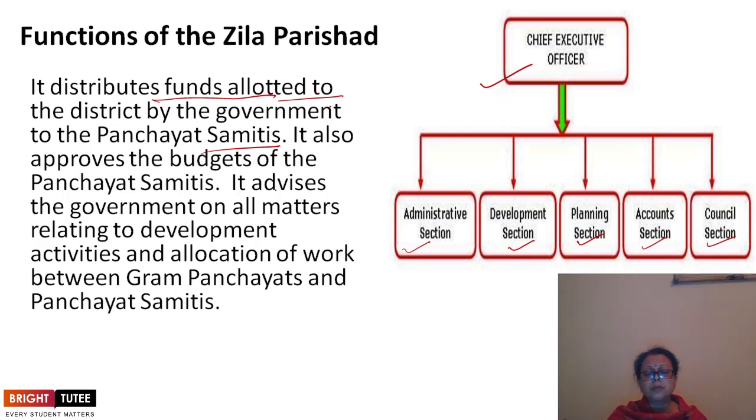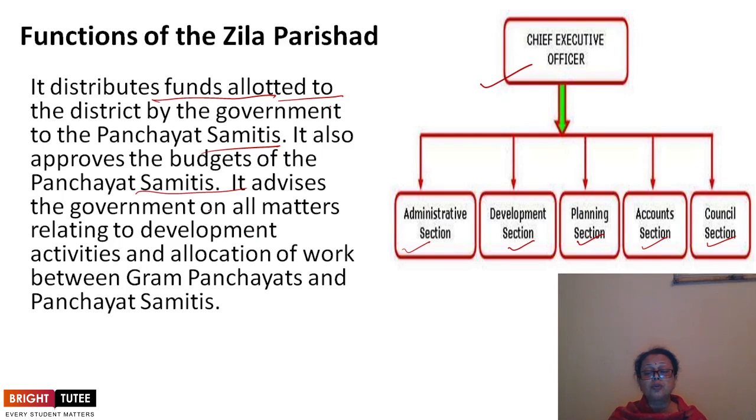It also approves the budget of the Panchayat Samitis about their developmental programs, about the cooperative societies, about the fertilizers, about the subsidies. All such things are being discussed. All such things are being approved. The budget, when it has been given by the Panchayat Samitis, is approved by the Jila Parishad. This is also one of the most important works.